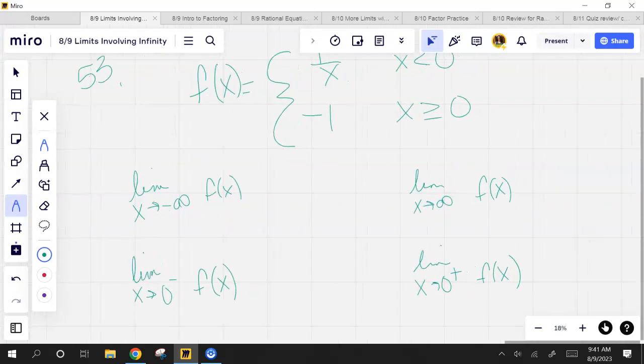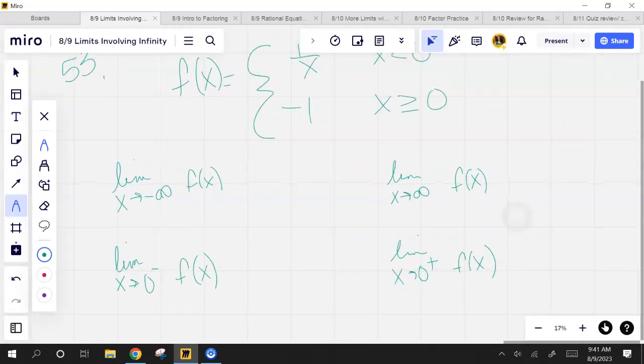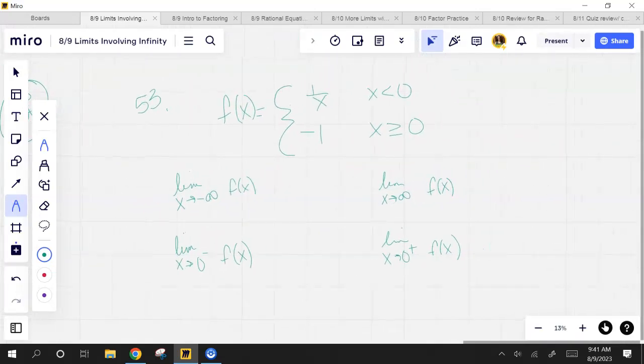All right, I got 4 different limits here based on this piecewise graph. Non-calculator. Okay. Sure, try it and see what happens, and we'll come back together.